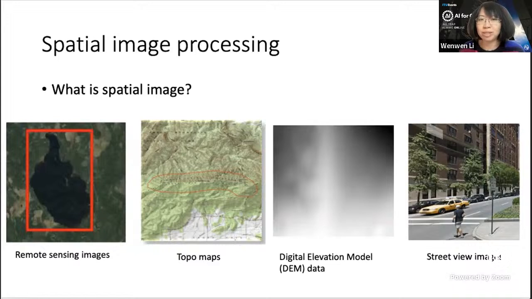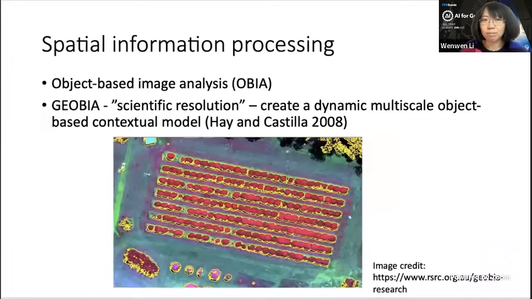And the street view images, which have been widely used for analyzing the urban environment and urban climate. In terms of spatial information processing, a breakthrough methodology is GeoBIA, the geographic object-based image analysis, which, as you can see from the picture below, analyzes images moving from pixel-based to object-based.